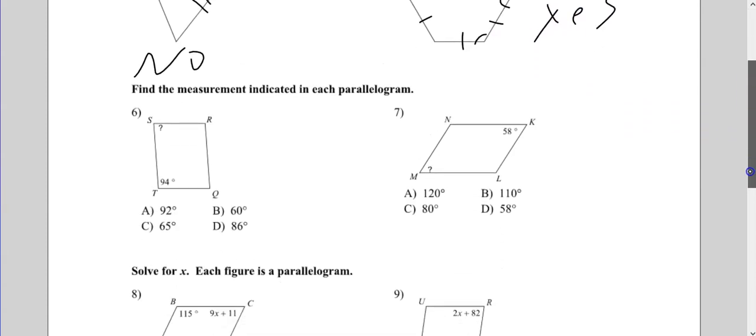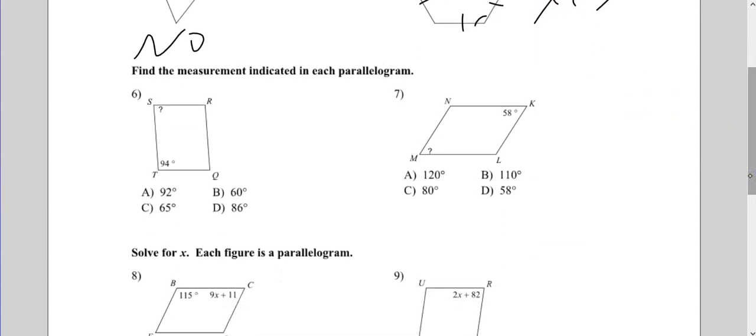Okay? Find the indicated measure. Well, remember, these two angles here, for one thing, this is an obtuse angle, that's an acute angle. They can't be equal to each other. That doesn't make sense. An obtuse cannot equal an acute. We know from the notes we took at the beginning that consecutive angles are supplementary. So that means my unknown plus 94 equals 180. So all I have to do is subtract 180 minus 94, and I get 86 degrees.